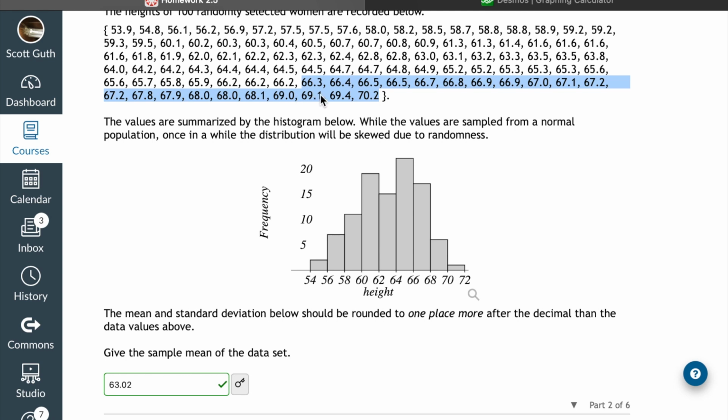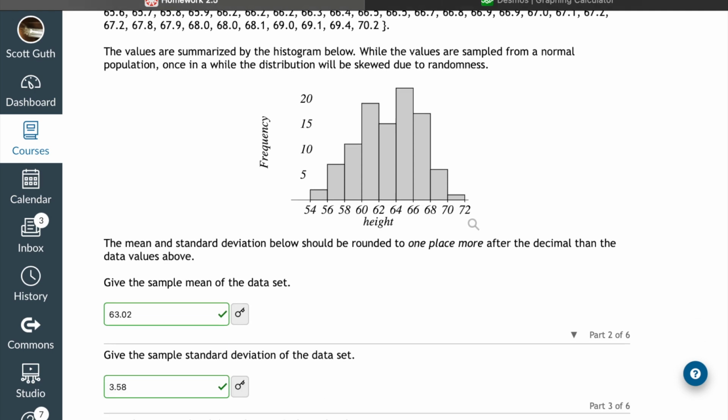Lost track. 1, 2, 3, 4, 5, 6, 7, 8, 9, 10, 11, 12, 13, 14, 15, 16, 17, 18, 19, 20, 21. So 21 values are above or equal to 66.3. So that should mean that 79, the rest of them, are below 66.3.